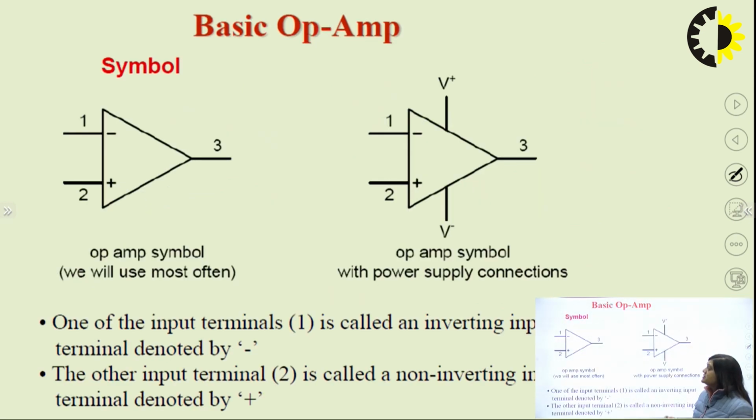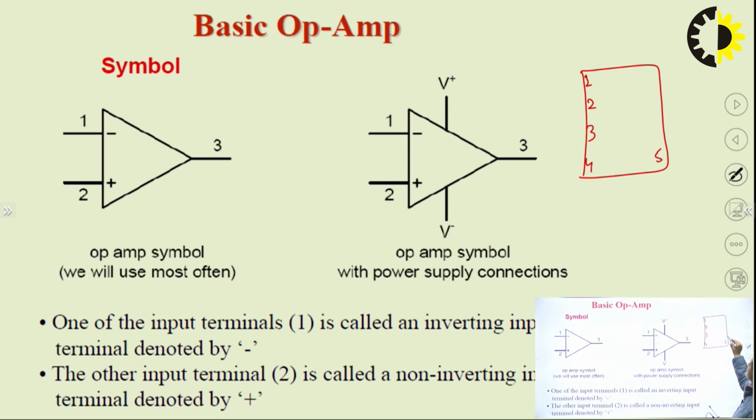So this is the symbol that we use. This is basically the Opamp. There is a 741 IC. This is the 741 IC. This is pin number 1, pin number 2, pin number 3, and pin number 4, 5, 6, 7, 8, and this is IC 741.